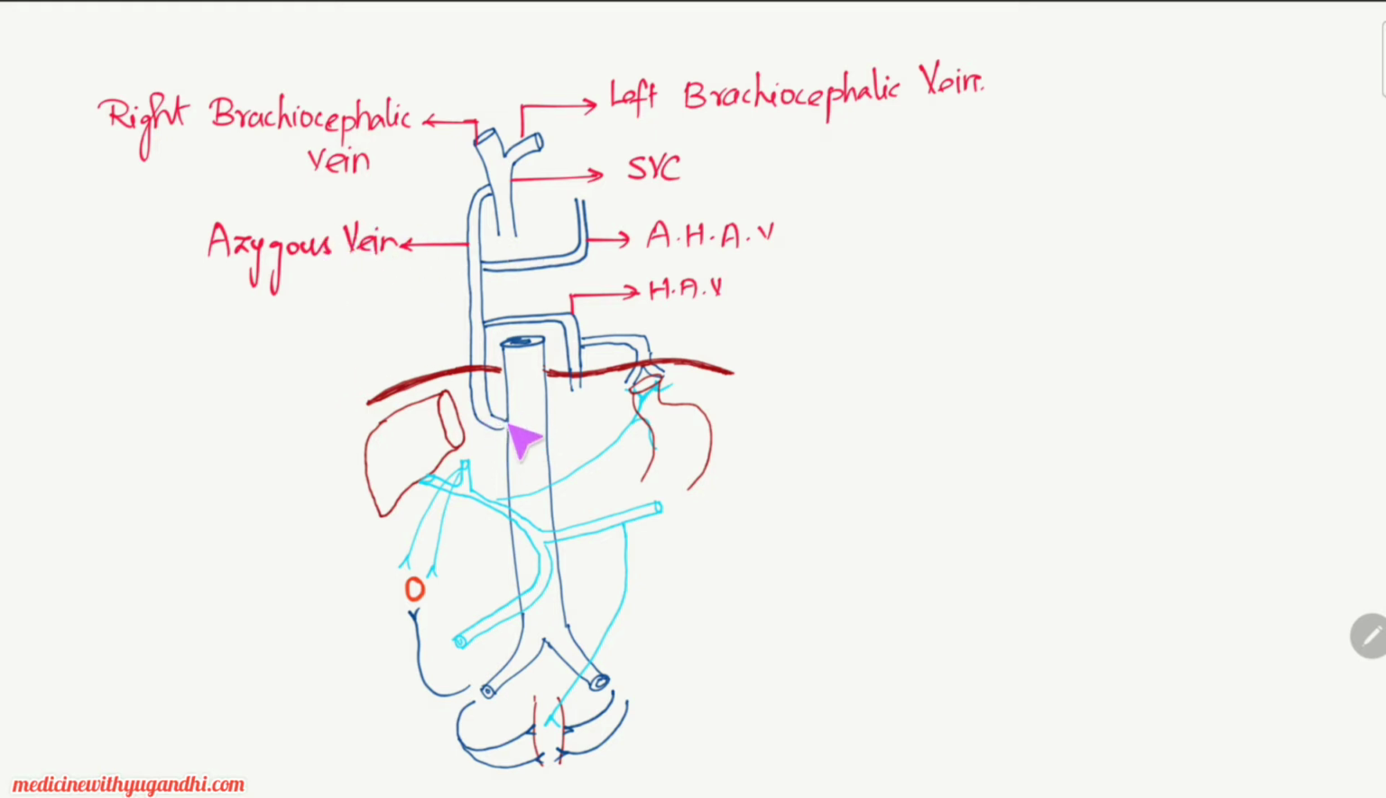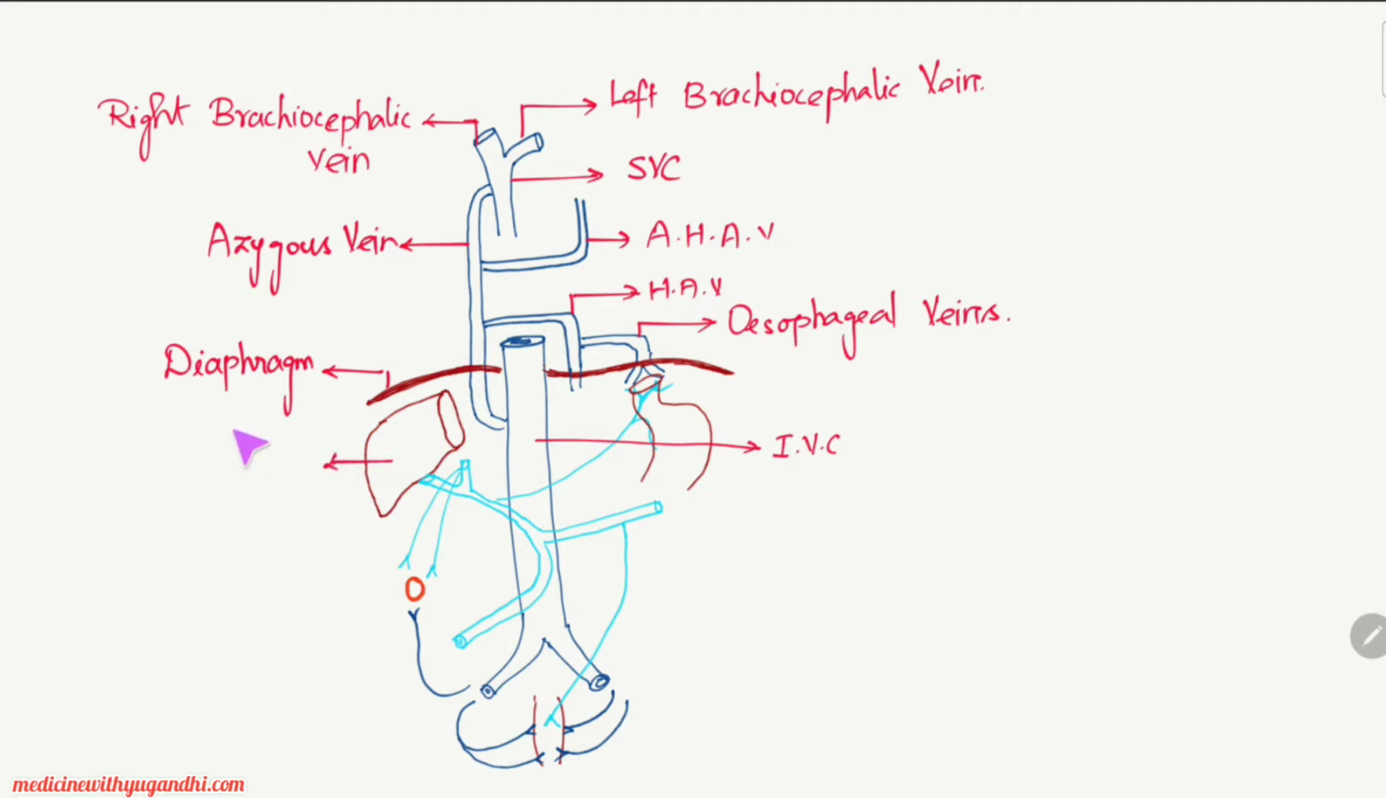And here you could see the communication between the azygous vein and the inferior vena cava. So this is the inferior vena cava. And what you are seeing here are the esophageal veins. The esophageal veins drain into the hemiazygous vein. And what you're seeing here is the diaphragm, and this structure is the liver. And this structure is the portal vein.